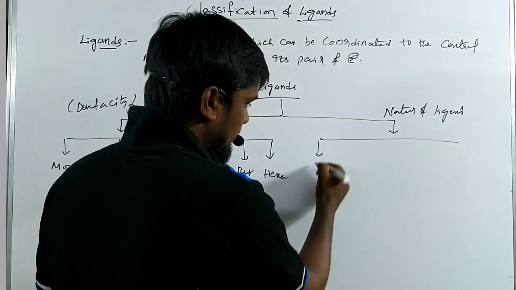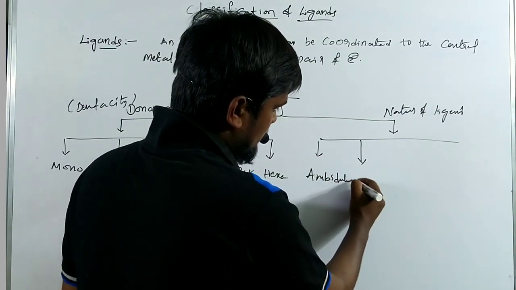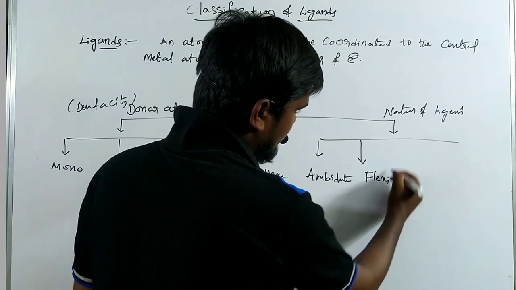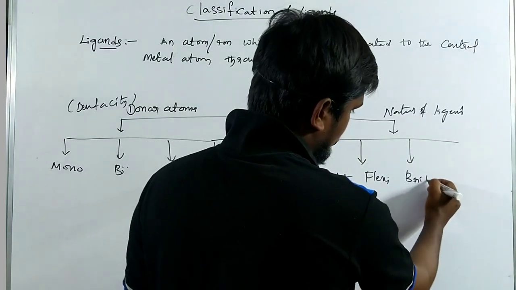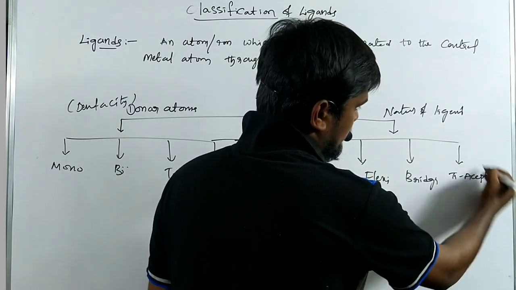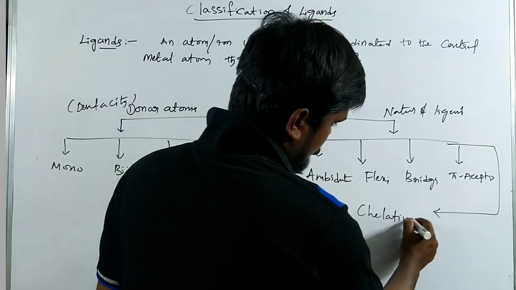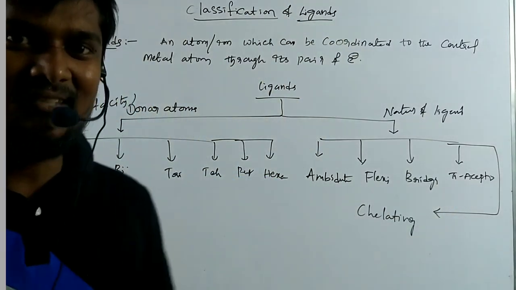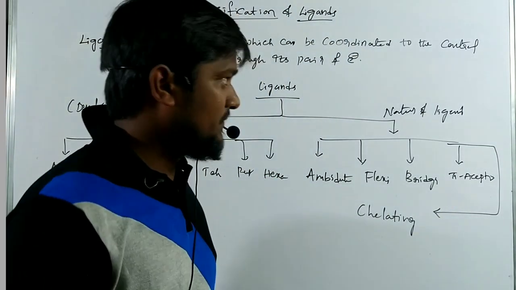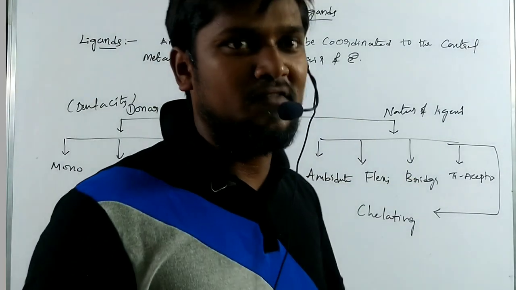The nature of the ligand is classified into several types. The first one is ambidentate, then flexidentate, bridging, pi acceptor, and the final one is chelating. So the very useful classification of ligands is based on their dentacity and on their nature.